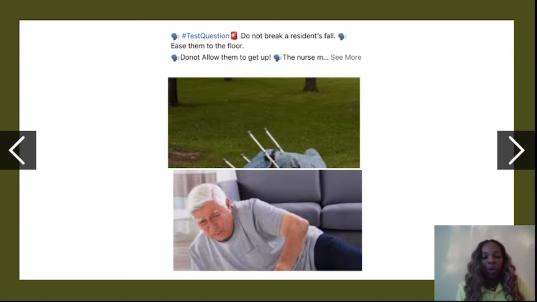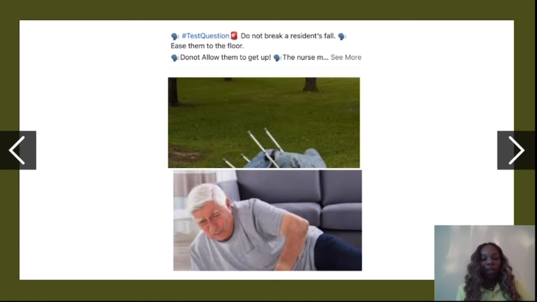When a resident is in the shower, you want to make sure that there are grab bars for a resident that is taking a shower, and you always want to have a shower chair near, just in case the resident gets dizzy or they get weak. You can sit them down in the shower chair to help prevent them from falling.